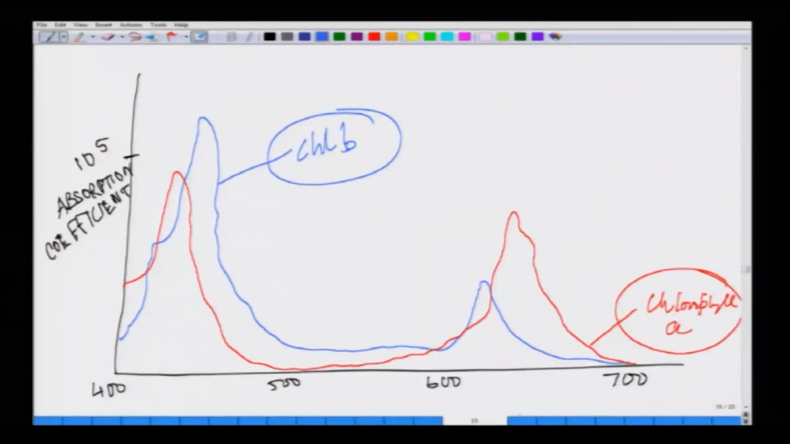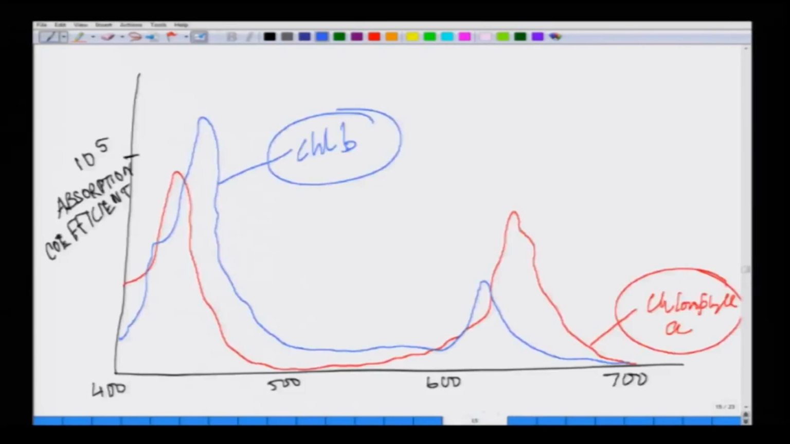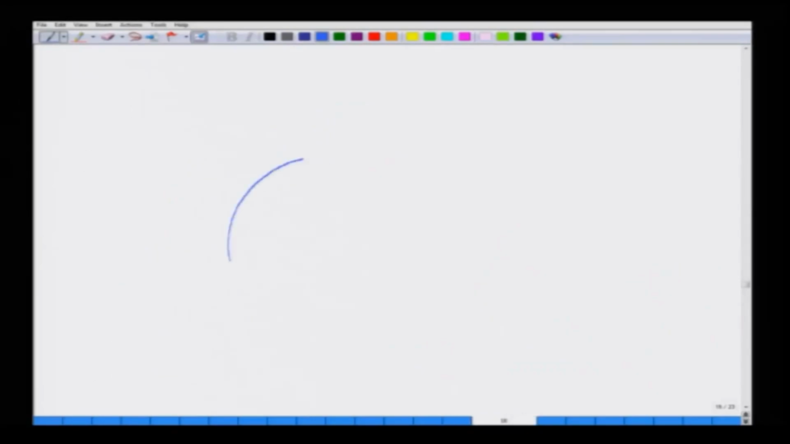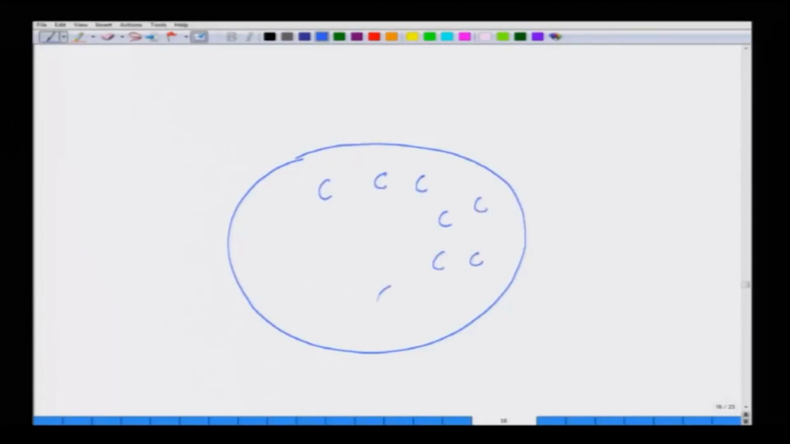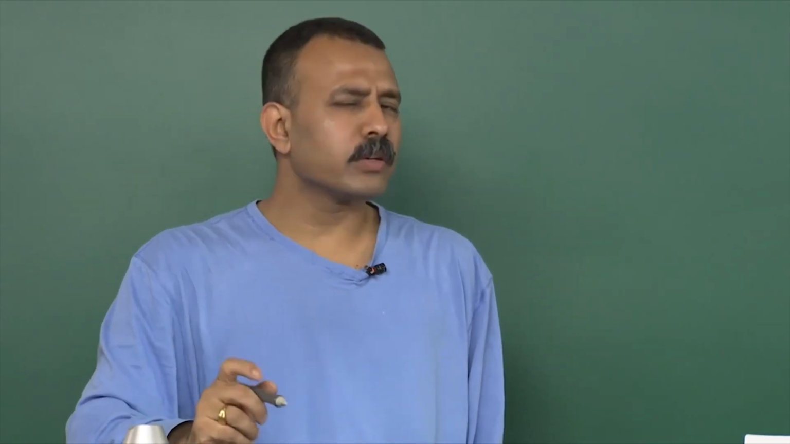Okay, so now let's imagine a situation. Suppose this is a part of the leaf, and there are a lot of chlorophyll molecules. So these C's stand for the chlorophyll molecules. When the light falls here, does all of them simultaneously start ejecting electrons and get activated? It has been observed that the story is really not like that.